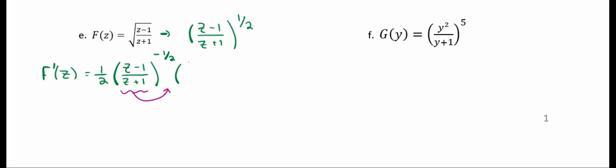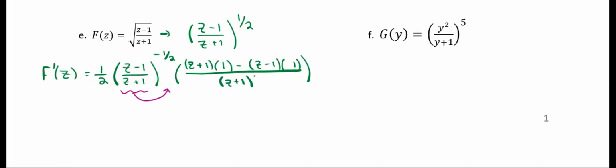So we have the bottom, z plus 1, times the derivative of the top. The derivative of z minus 1 is just 1. Minus the top, which is z minus 1, times the derivative of the bottom. The derivative of z plus 1 is just 1. Bottom derivative of top minus top derivative of bottom, all over the bottom squared.